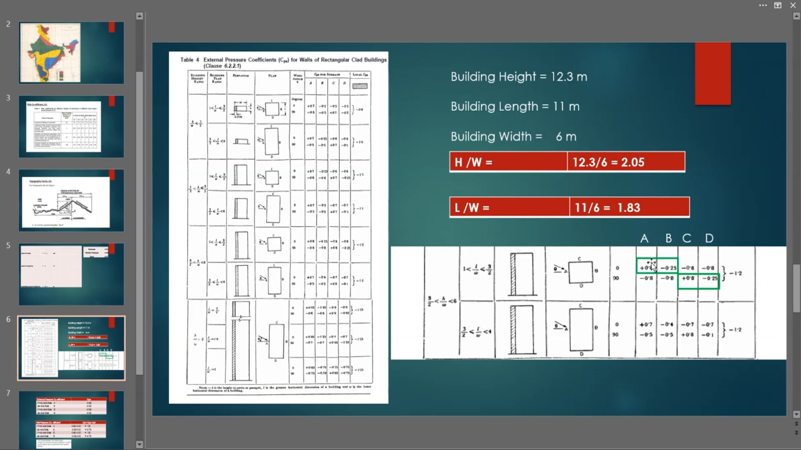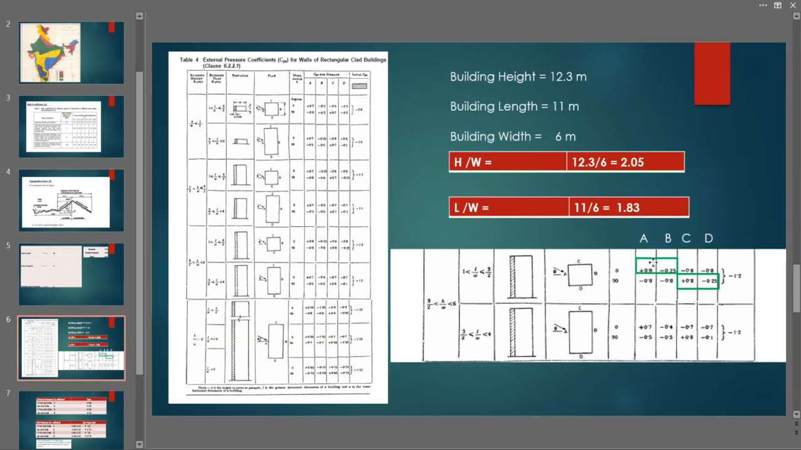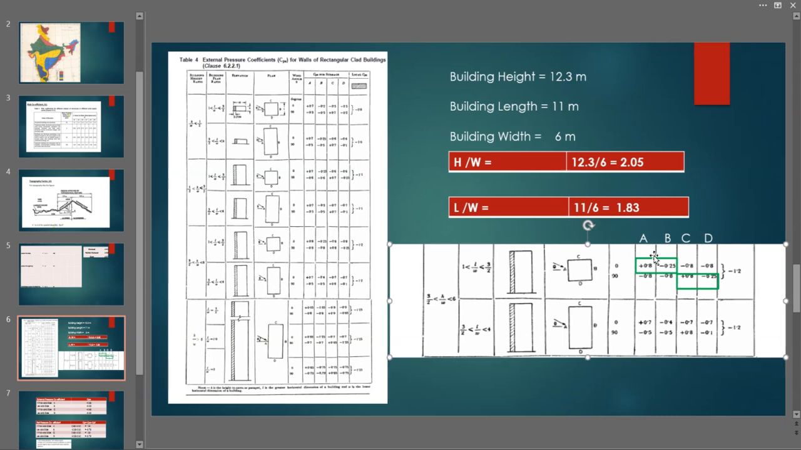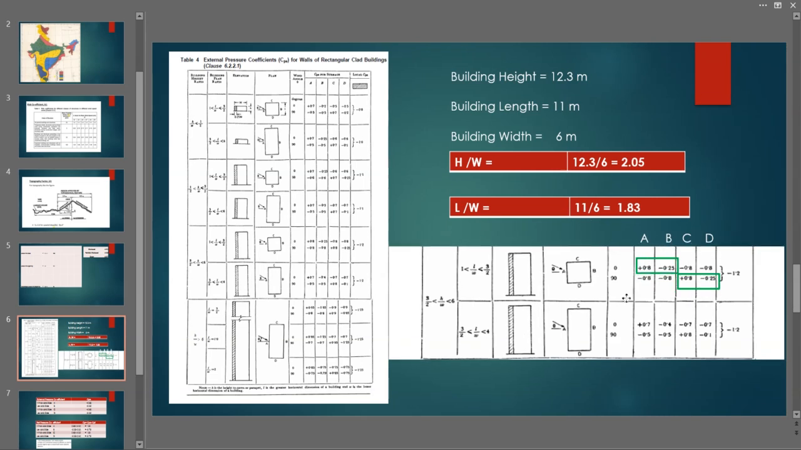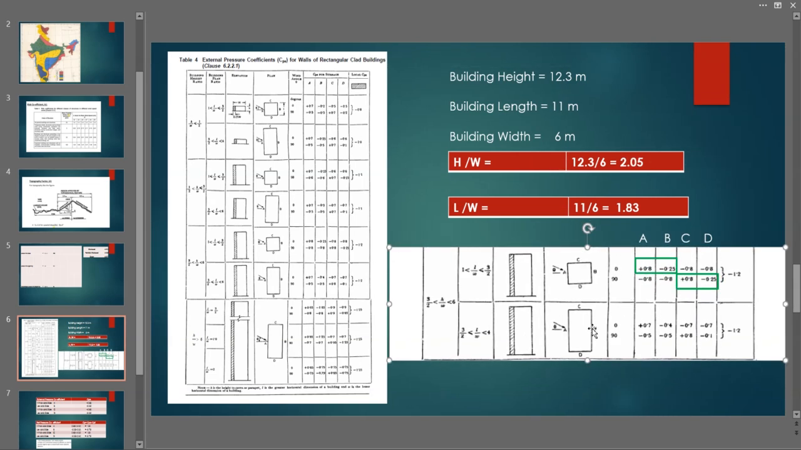So now you don't need to look at this one, you only have to focus on these regions. Just forget about this one, only focus on this region. Now that we have understood this, let's go to the next slide.